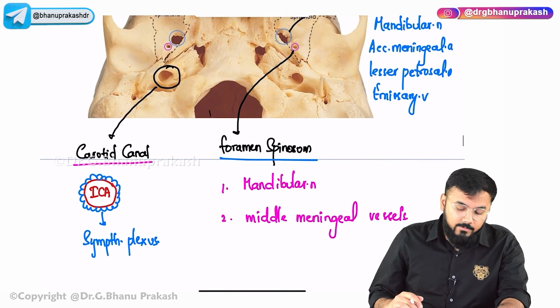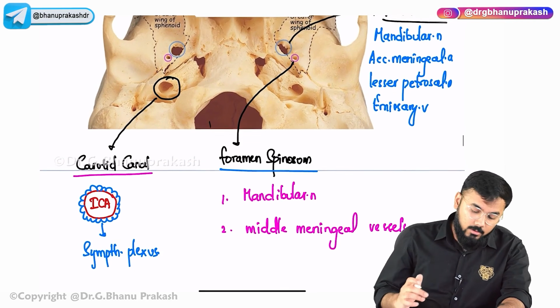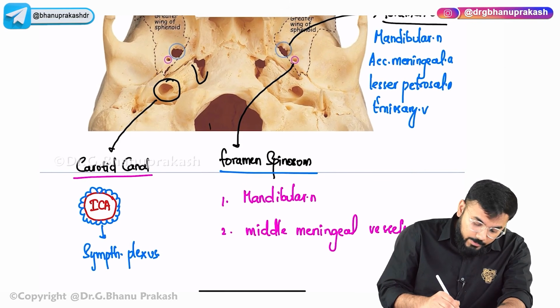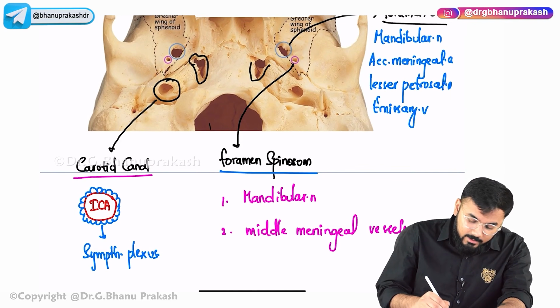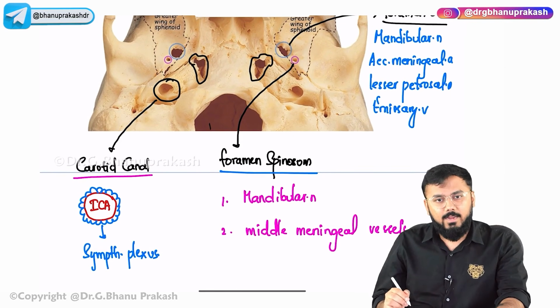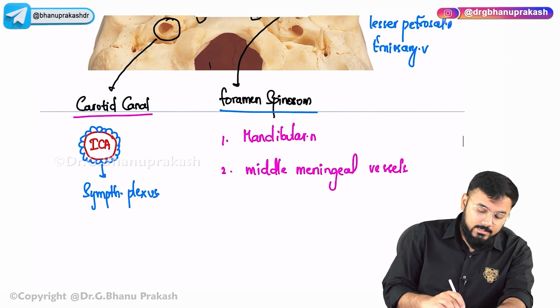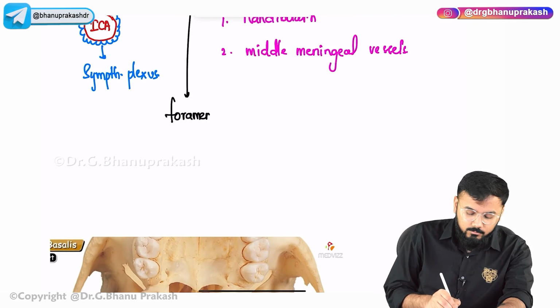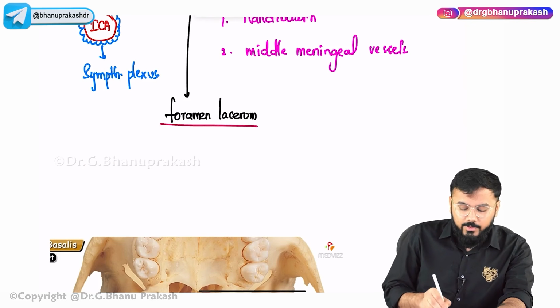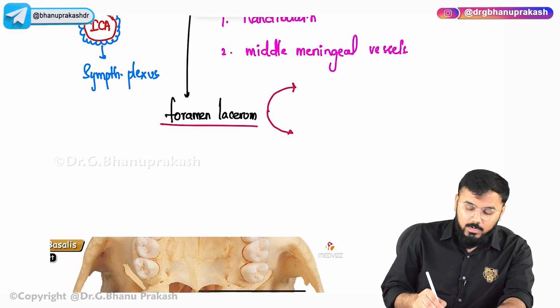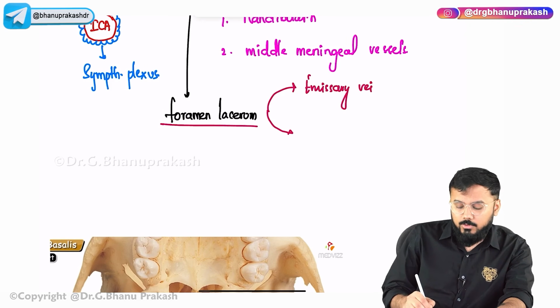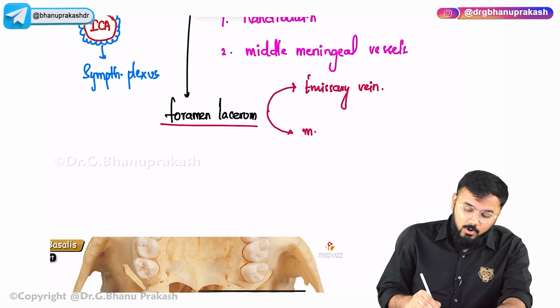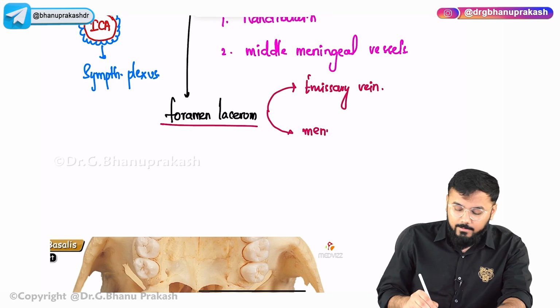And by the way, you have got another important opening over here. You see this? So this opening over here is irregular, like it is lacerated, right? So that is why you call this one as foramen lacerum. So when it comes to foramen lacerum, what are the structures you have got? One is the emissary vein. Second one is the meningeal branch of ascending pharyngeal artery.